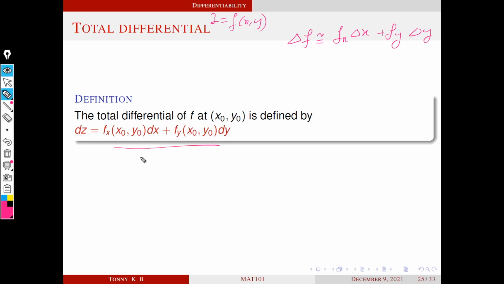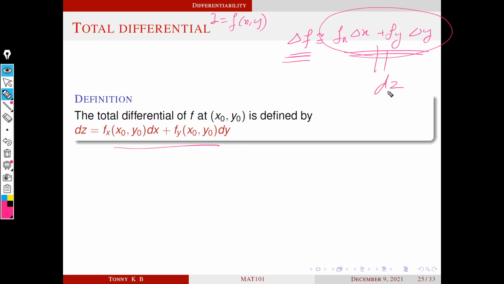And what about this one? The intuition of this definition is from this expression, because we know what delta f is. Delta f is the actual change in our function from x naught, y naught to x naught plus delta x and y naught plus delta y. And this is our linear approximation. We define this linear approximation as dz. So dz is the approximation of delta f, the change in function. Clear? And this is called the total differential of the function f at x naught, y naught.